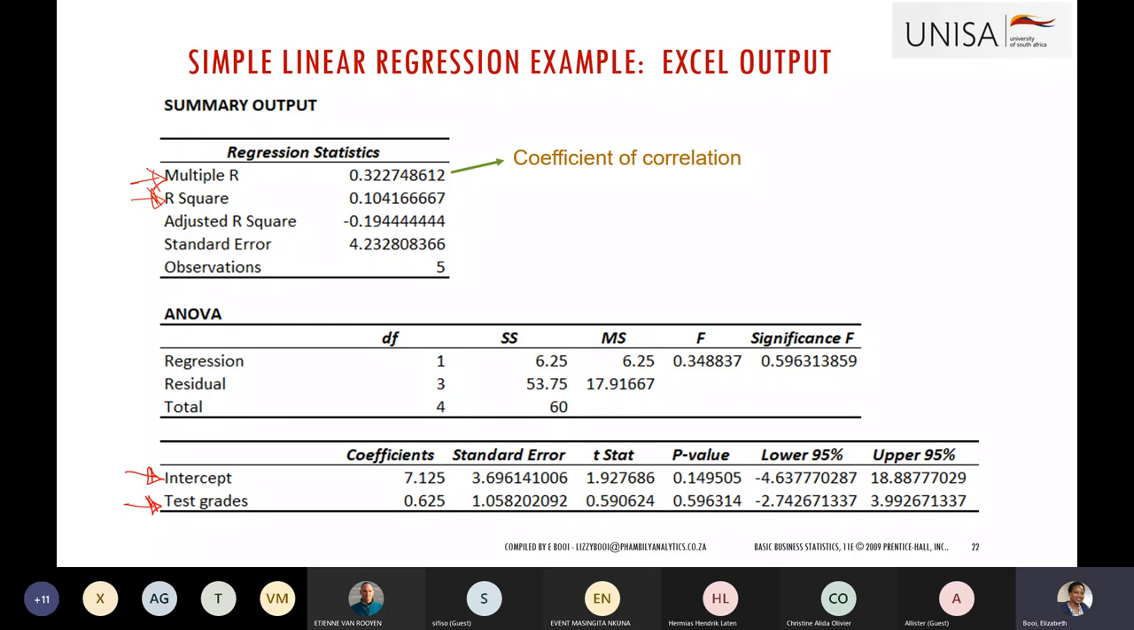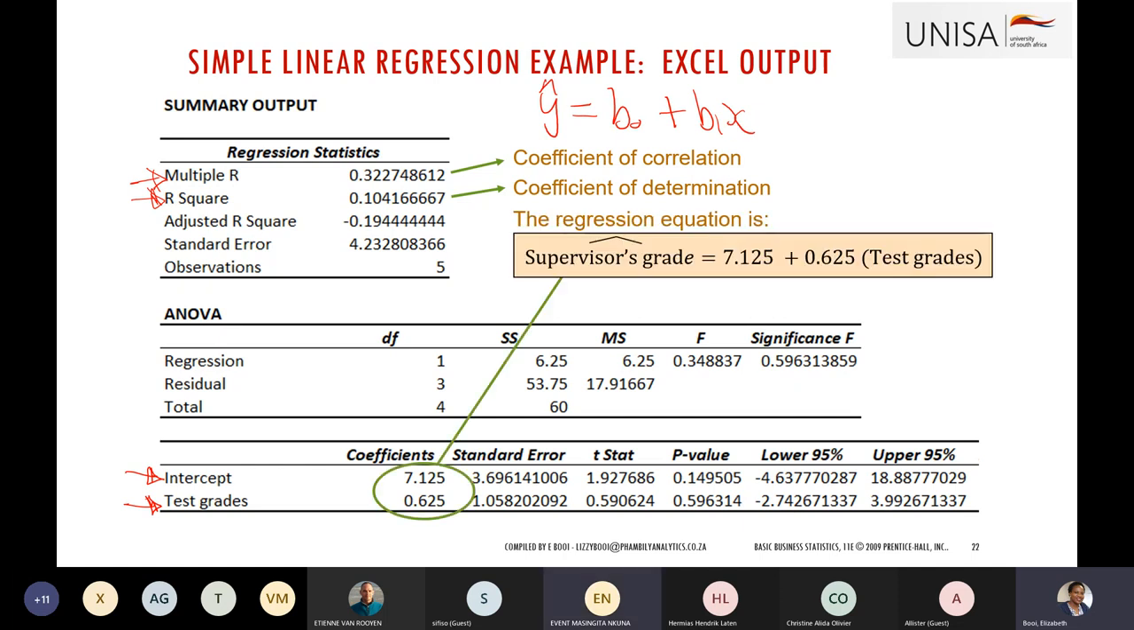The multiple R is our coefficient of correlation. So you will get the coefficient of correlation. The R squared is your coefficient of determination. And for the two coefficients here at the bottom, remember, our equation is Y hat equals B0 plus B1X. So B0 is our intercept, which will be 7.125. And our slope, which will be the test grade, will be 0.625. And that is the regression line completed. Supervisor grade, which is our Y hat, equals 7.125, which is our intercept, plus 0.625, which is our coefficient of test grade, multiplied by the test grade, because our test grade is X and we do not substitute it.